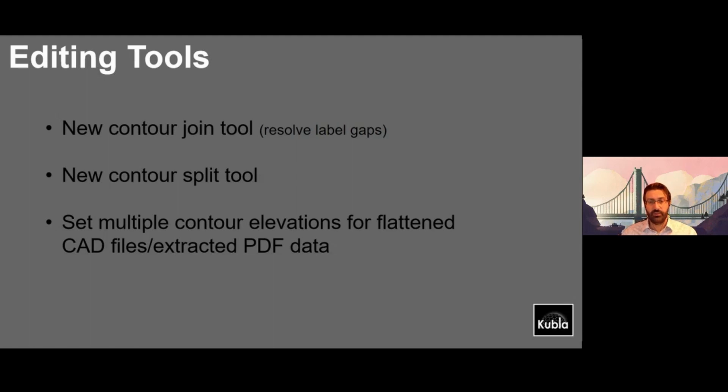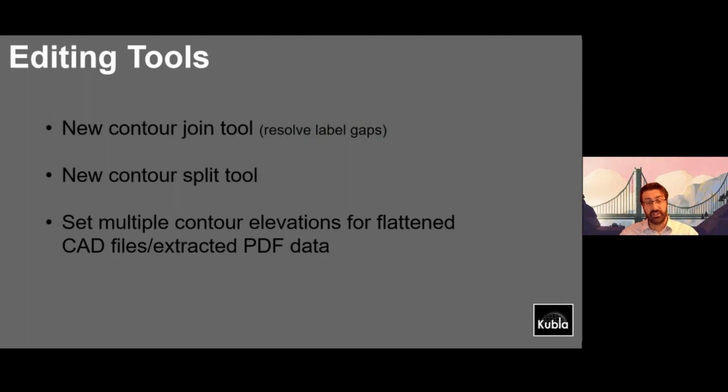So we've improved one thing that's quite simple, but we haven't had in the previous version of the program: an ability to join two contour lines together and split two contour lines. That can be particularly useful if you've brought in contour lines from CAD and there's a gap because of the labels. It's now easy to join those two together or split them up.